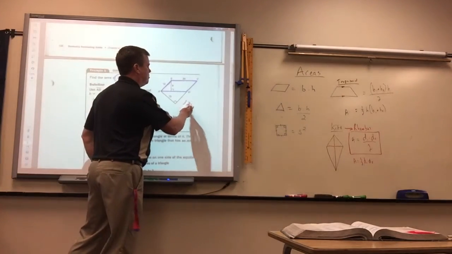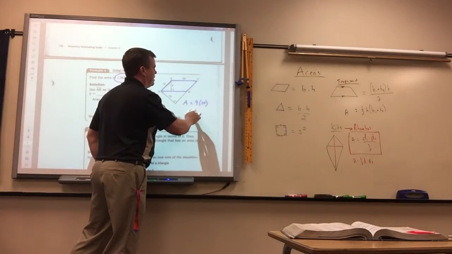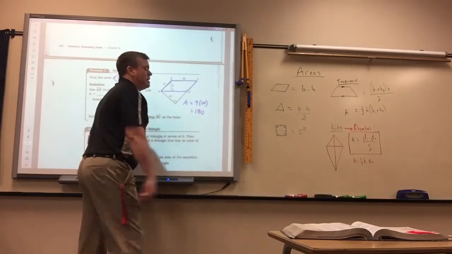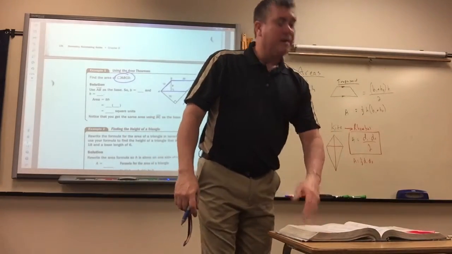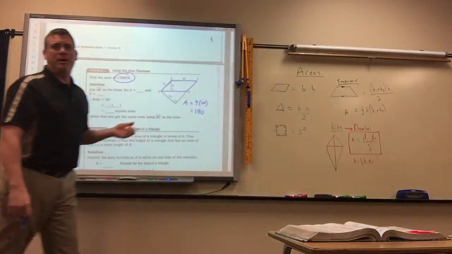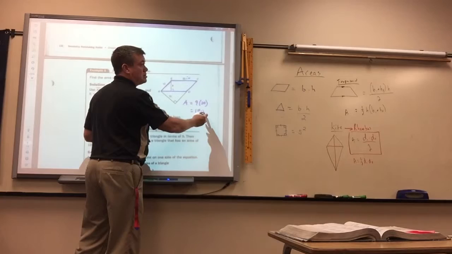What times what? 9 times 20. And it'd be 180. None of these have labels on them, I don't think. Well, some of them do. Remember, if it's got a label, you got to put a label. If this were in inches, we would label this.